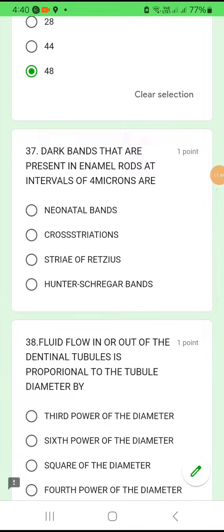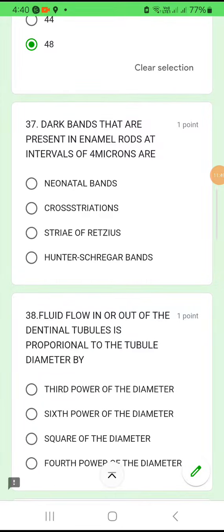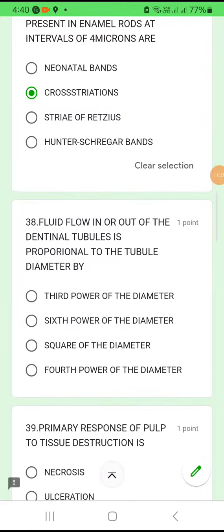Question number 37. Dark bands that are present in an enamel rod at intervals of 4 microns. So within an enamel rod, dark bands are present, which are known as cross striations. Okay, option B.